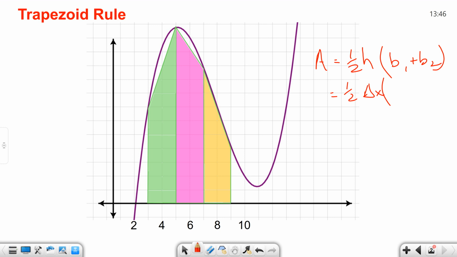The starting point plus the ending point. No. Not quite. X equals 3. But for the picture, plug into the graph. Yeah, what's the way to say that? F of 3. Thank you. F of 3. Okay, the y value at 3. And for the green, the B2 would be F of 5. Okay, so that's the area of the green trapezoid.